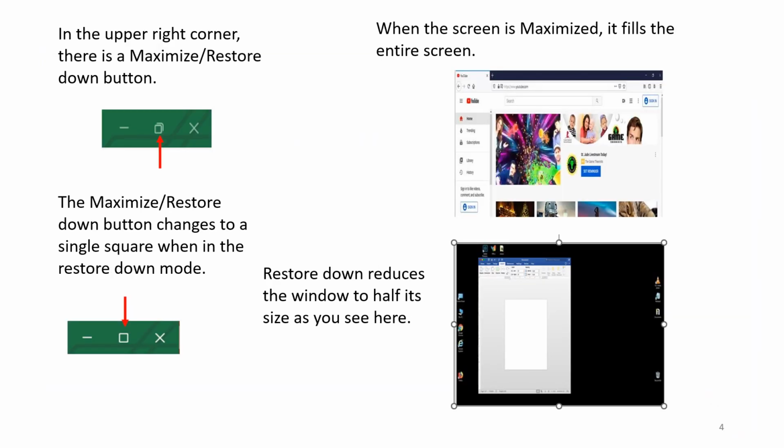In the upper right corner, there is a Maximize Restore Down button. When the screen is maximized, it fills the entire screen. The Maximize Restore Down button changes to a single square when in the Restore Down mode. Restore Down reduces the window to half its size, as you see here.